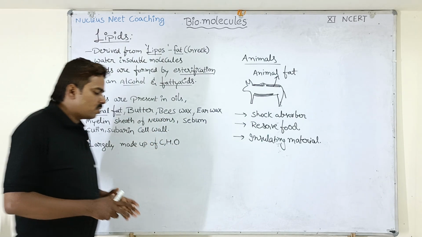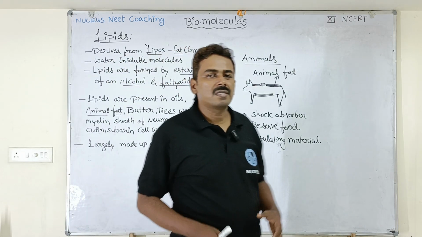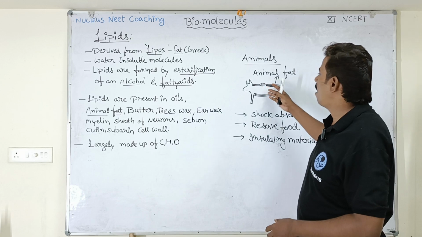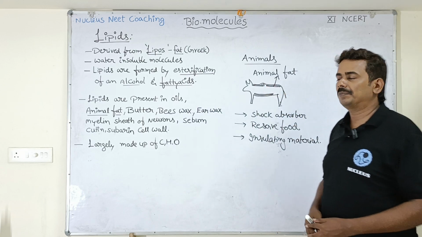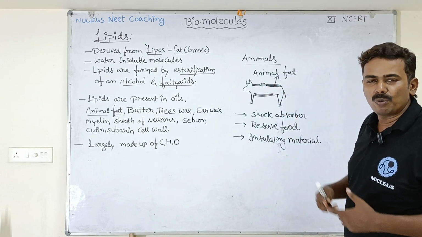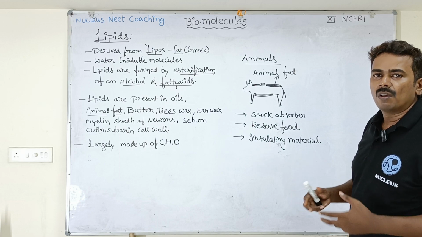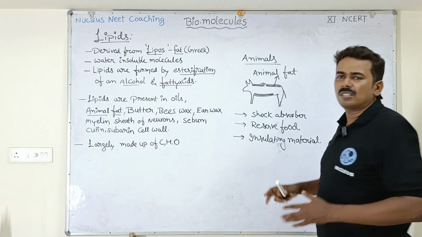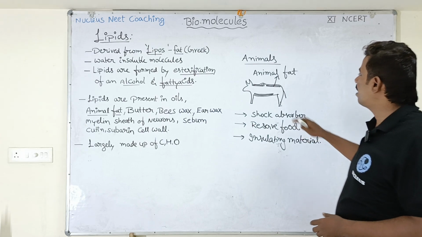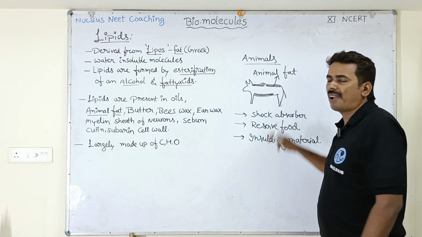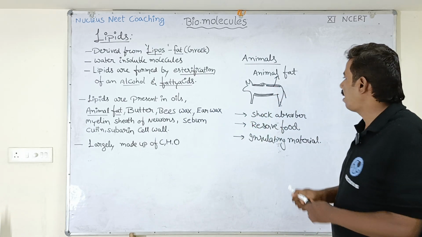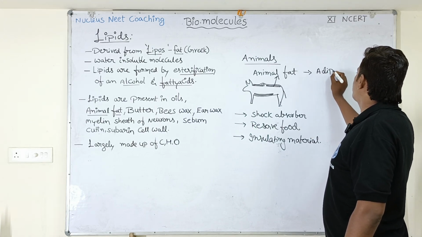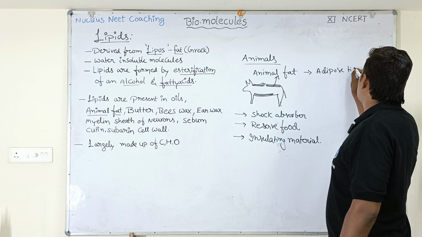Now the most important function of lipids in animals is being an animal fat. Here I have taken a bull as an example. Any type of animal, it may be a human being, a bull, a buffalo, a cat, a dog, a leopard, a tiger, a lion, any animal it may be, stores fat under its skin in the form of animal fat in a specialized tissue called adipose tissue.